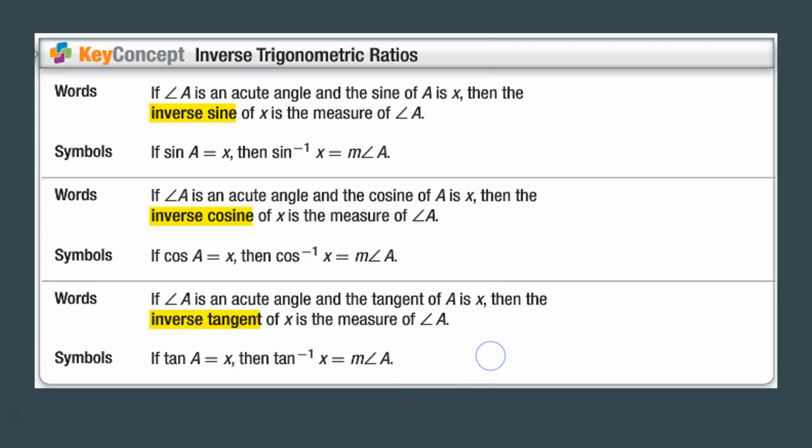All right, then we have inverse trigonometric ratios. So we have one for each sine, cosine, and tangent. If sine of A is equal to x, then sine inverse of x is equal to the measurement of angle A. If cosine A is equal to x, then cosine inverse of x is equal to the measurement of angle A. If tangent A is equal to x, then tangent inverse of x is equal to the measurement of angle A.